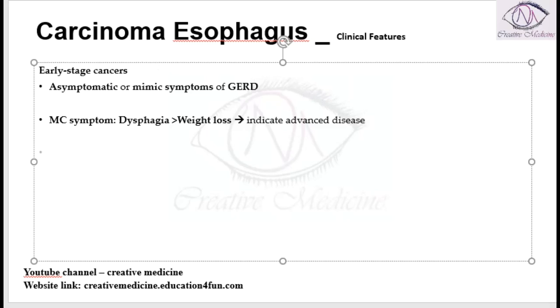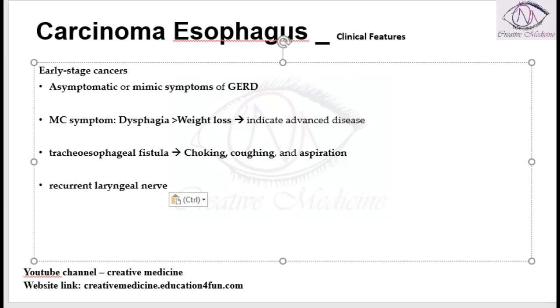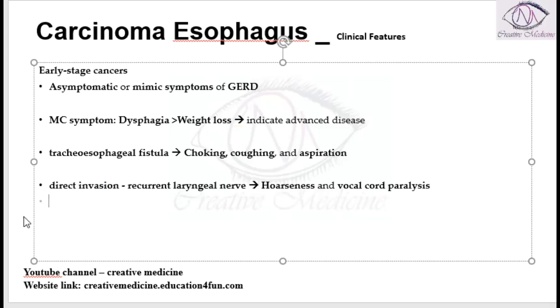Then other symptoms can also develop, especially in advanced cases when the patient develops tracheoesophageal fistula. Then the patient might develop aspiration of fluids along with choking, and coughing may be seen in the patients. Whenever there is direct invasion into the recurrent laryngeal nerve, in such cases the patient might develop hoarseness of voice and vocal cord paralysis.